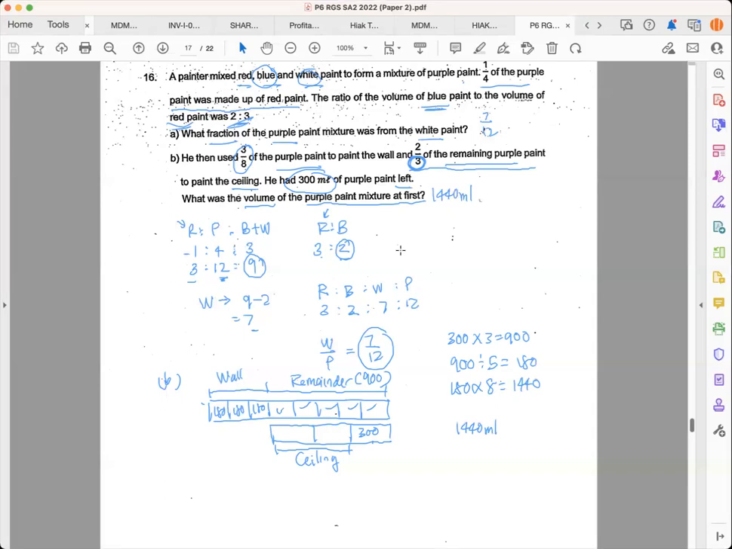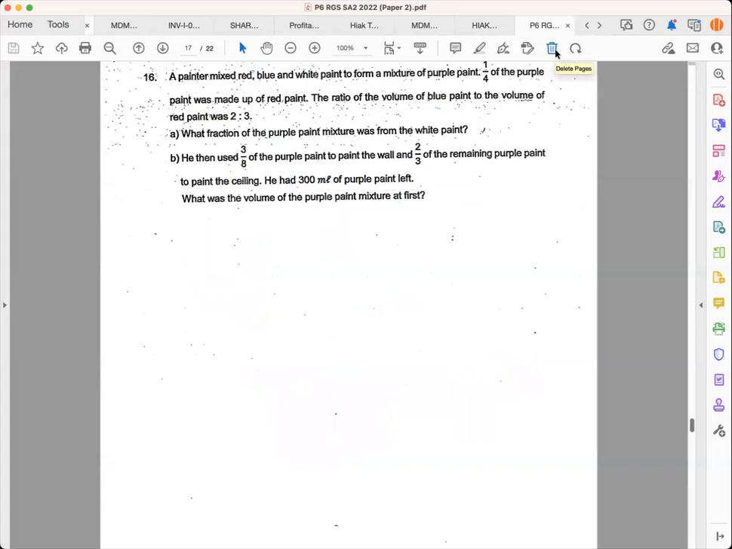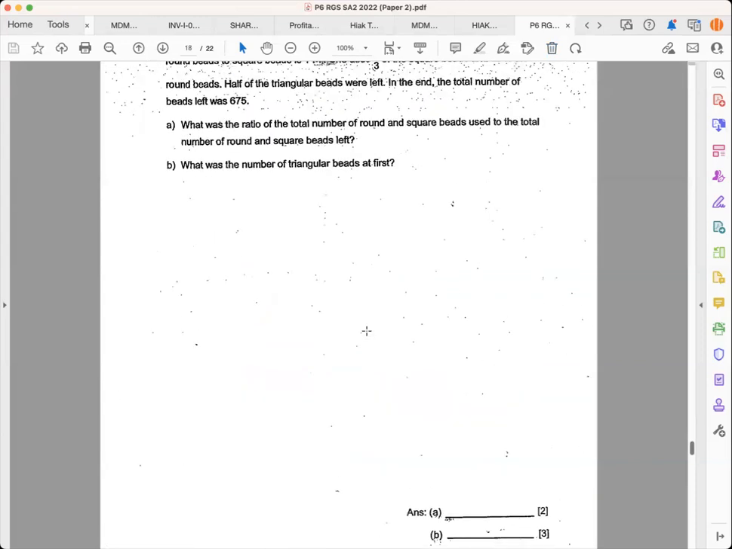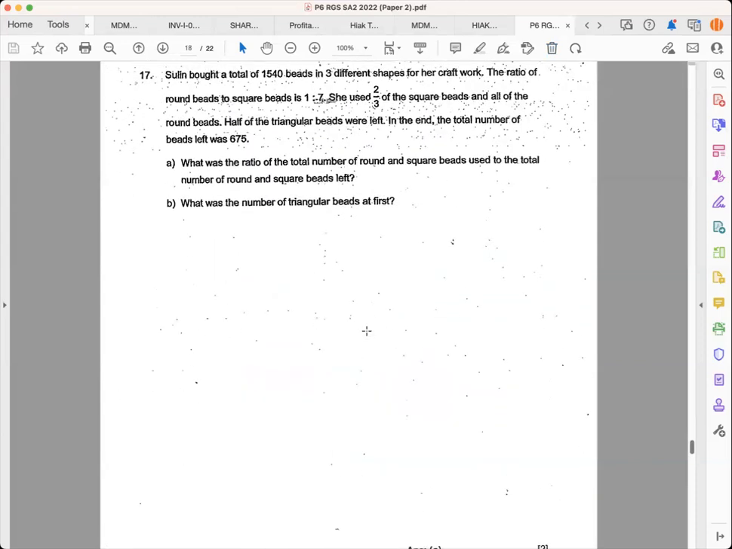Okay, let's now go on to the last question. The last question is pretty difficult. Let's try. So Suling bought a total of 1540 beads in 3 different shapes.